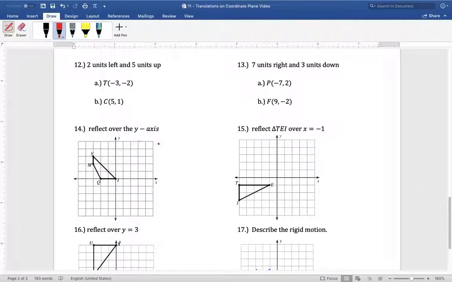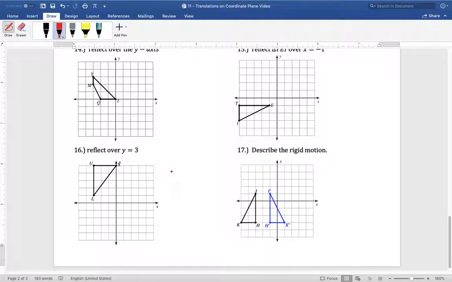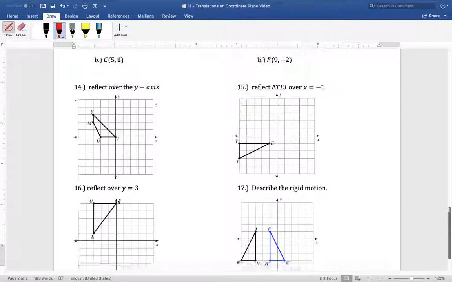And here, we went back and gave you some more reflections to practice, describing what the rigid motion is and a couple other things here. So you can give this bottom a try. It's kind of good review. But this is pretty much it.